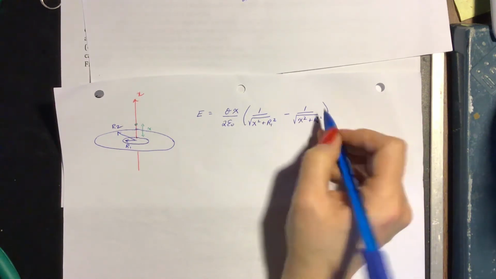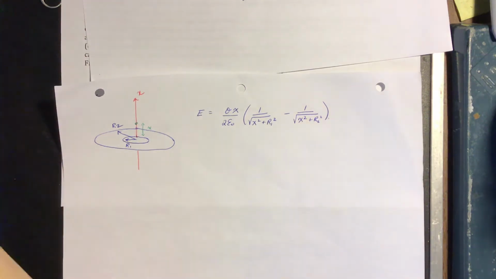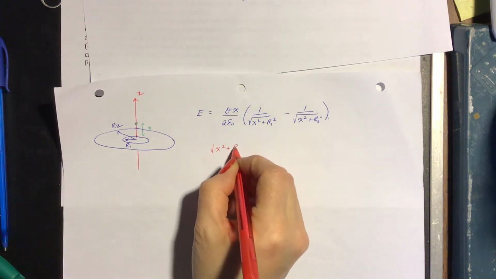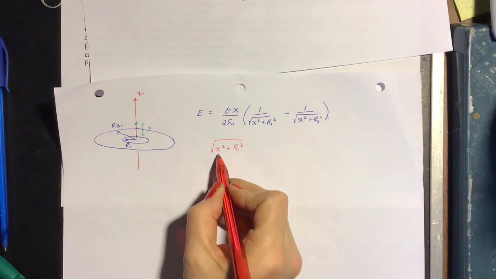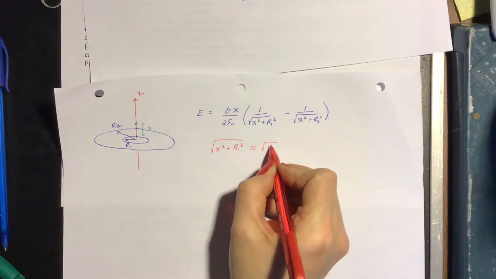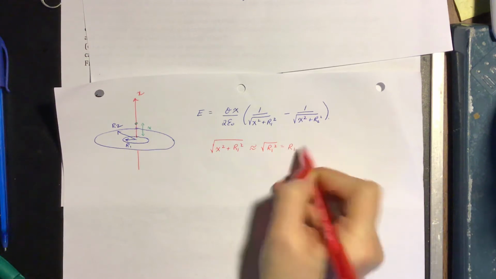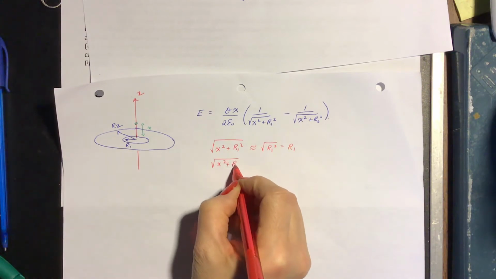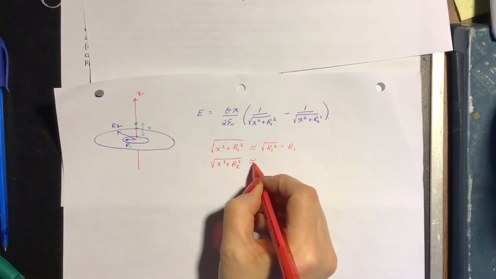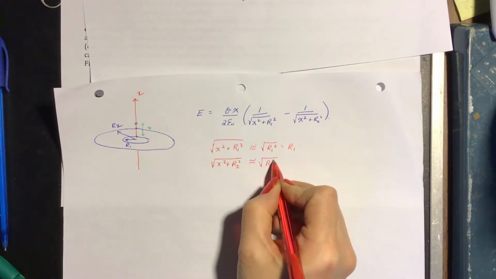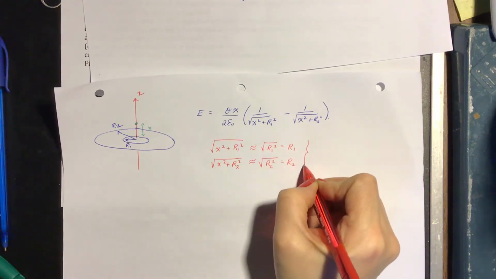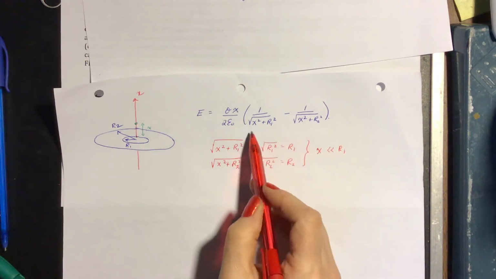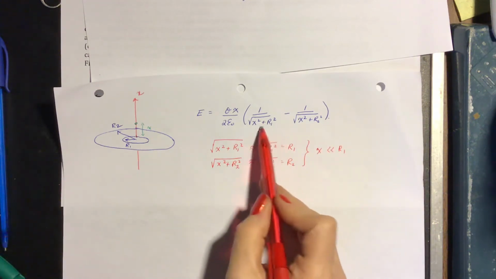Now, for our denominators, the square root of x squared plus r1 squared, if x is really tiny, that's about equal to the square root of r1 squared, which is equal to r1. Likewise over here, if x is small compared to r1, then it's definitely small compared to r2, and this expression is about equal to r2. This is true if x is a lot smaller than r1. So if x is small compared to r1, then this denominator is about equal to r1, and this is about equal to r2.